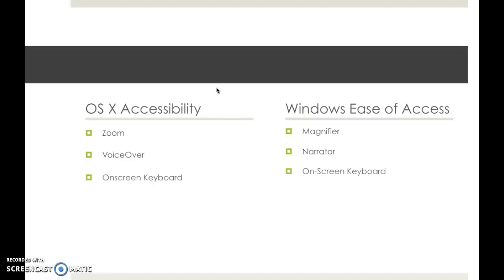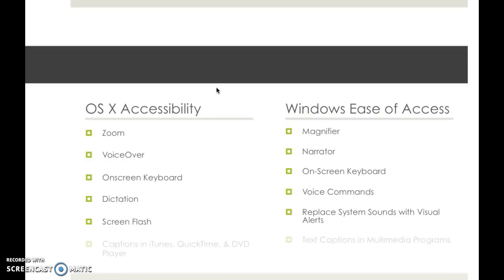The on-screen keyboard software gives users with motor disabilities an on-screen keyboard to use with a mouse, and dictation or voice commands allow these users to control the computer with their voice. Finally, Screen Flash and Enabling System Sounds use visual alerts instead of sound alerts for students with hearing disabilities, and Captions provide text captions while listening to or watching multimedia players. There are more options that you can read about in my more in-depth resources provided on my website as well.